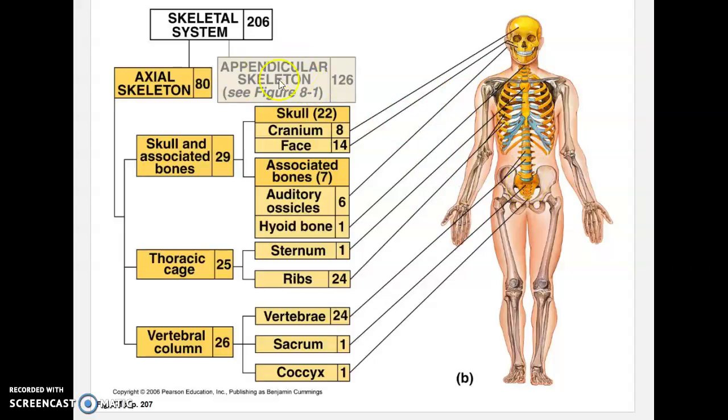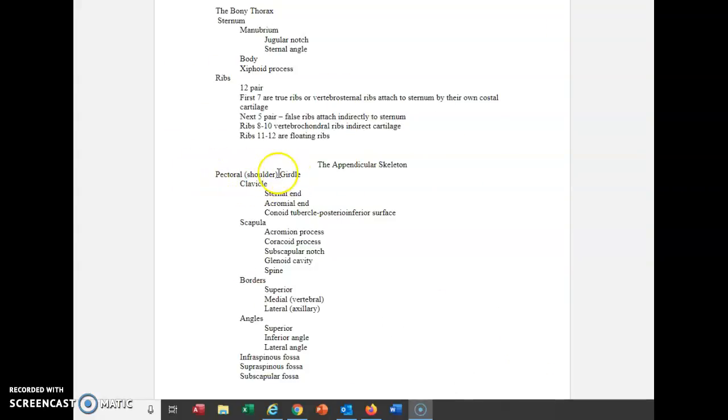What we're going to look at now is the appendicular skeleton, which is all these bones to the side, attaching basically to the axial skeleton. And of course you've probably heard the term appendages, which usually refers to some sort of arm or leg-like structure. The first part we're going to look at is the pectoral or shoulder girdle, which is not a bone, but it is a group of bones in a specific area. The first bone we're going to look at is the clavicle, and most people call it their collarbone.